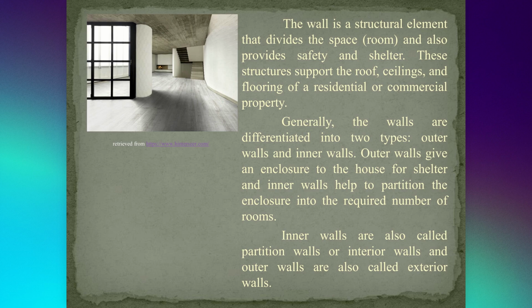Generally, the walls are differentiated into two types: outer walls and inner walls. Outer walls give an enclosure to the house for shelter, and inner walls help to partition the enclosure into the required number of rooms. Inner walls are also called partition walls or interior walls, and outer walls are also called exterior walls.